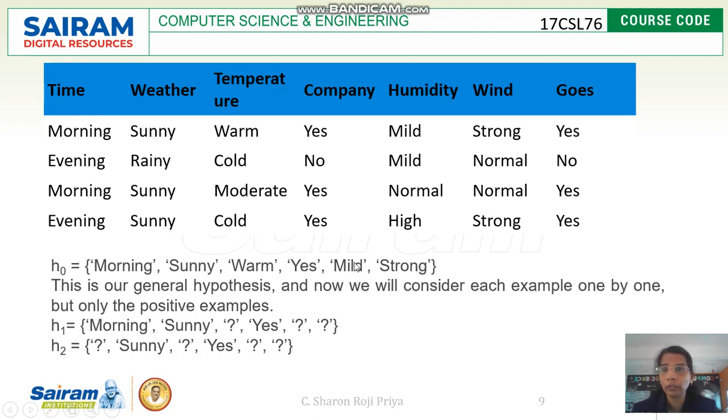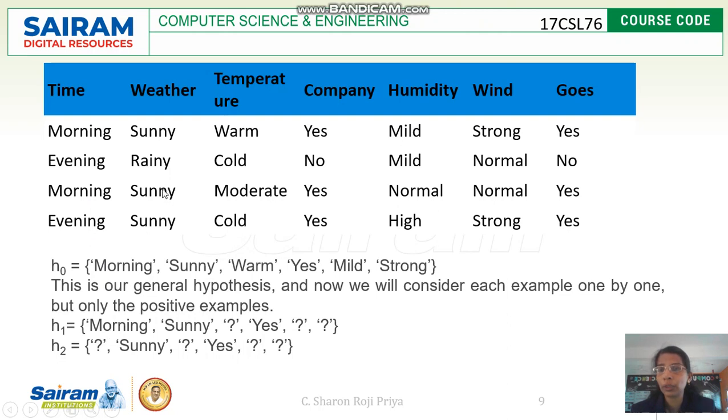Next, take the next instance. Since it is negative, I'll discard it. Coming to the next instance, it is a positive one. So in this instance, take the first attribute and compare it with the first attribute of your hypothesis. Morning, morning, same. So it will be morning.